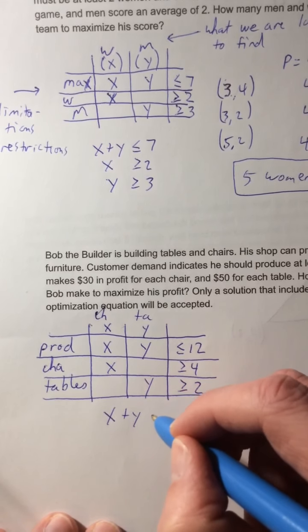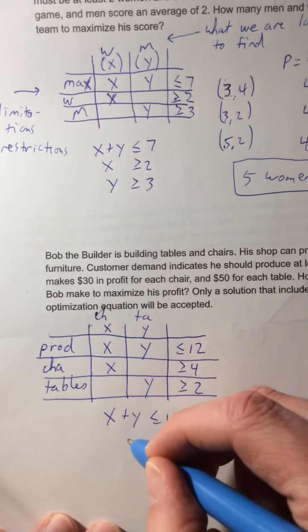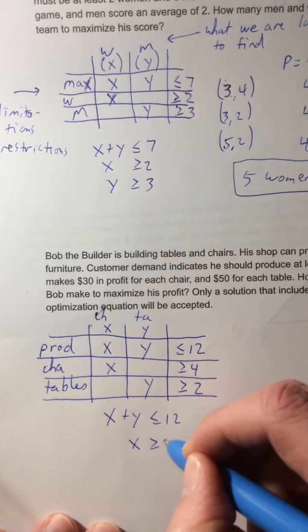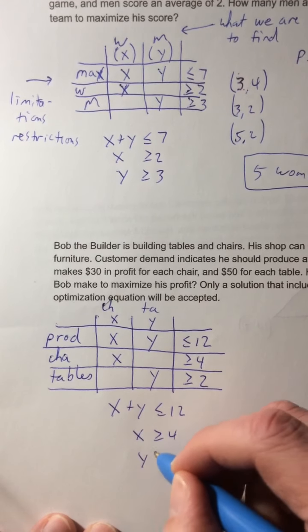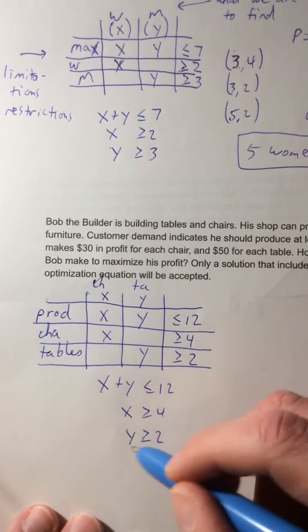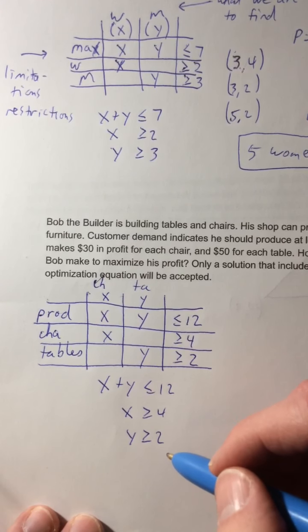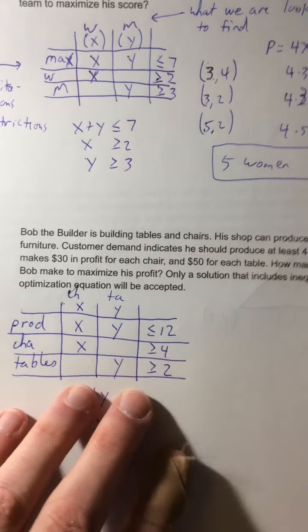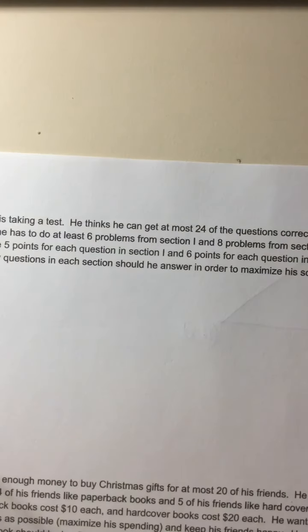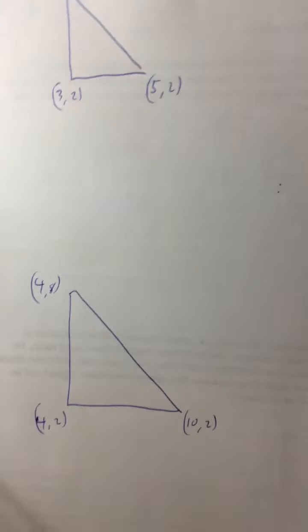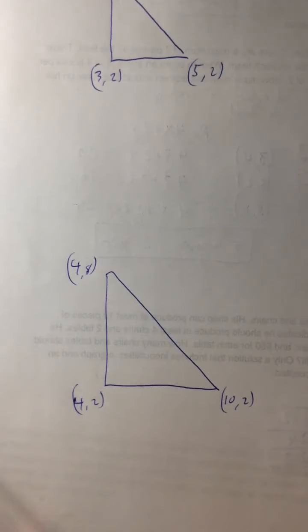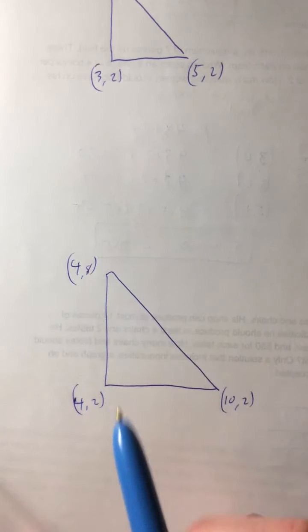X plus y is less than or equal to 12. X is greater than or equal to 4. And y is greater than or equal to 2. And again, you're just going to flip these around. These guys here, 1, 2, 3. Flip them all around in Desmos, and you're going to get this cool triangle. And as a matter of fact, as you might imagine, I have already graphed it for us, and there it is. So we get our nice points here, (4, 8), (4, 2), (10, 2).